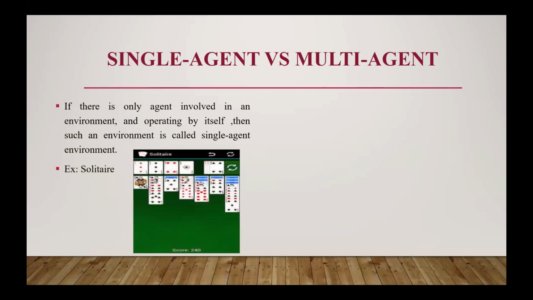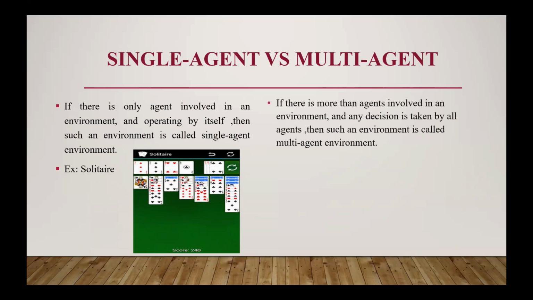So let's take an example. This is the solitaire exercise. So here what happened? The agent makes all the decisions and actions to achieve the goal or win the game, which is to arrange the deck of cards in a specific order. So it is easy.